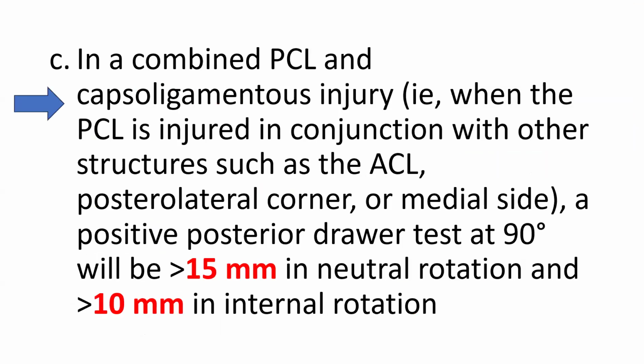A combined PCL and capsuloligamentous injury, when the PCL is injured in conjunction with other structures such as the ACL, posterolateral corner, or medial side, will show a positive posterior drawer test at 90 degrees greater than 15 millimeters in neutral rotation and greater than 10 millimeters in internal rotation. So the more ligamentous injuries you have associated with the PCL, the more translation you'll have, whether in neutral or internal rotation. Please keep this in mind.